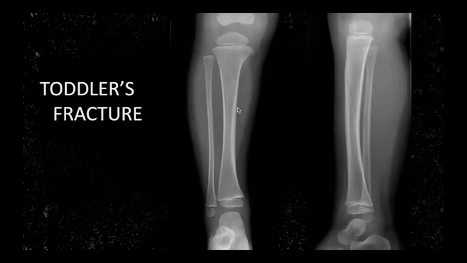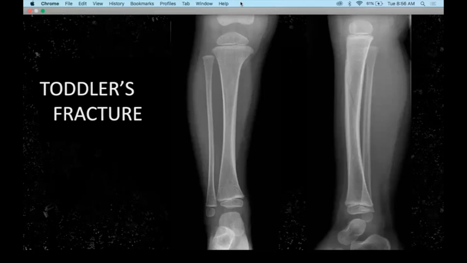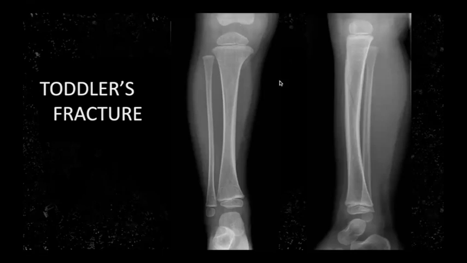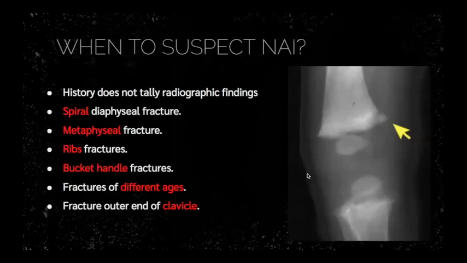It's just a minimally displaced or undisplaced spiral fracture of the tibia, usually occurring at the mid shaft, right? But a spiral fracture of the tibia is okay. You can regard this as a toddler's fracture, but a spiral fracture occurring in the femur is highly suspicious of NAI.